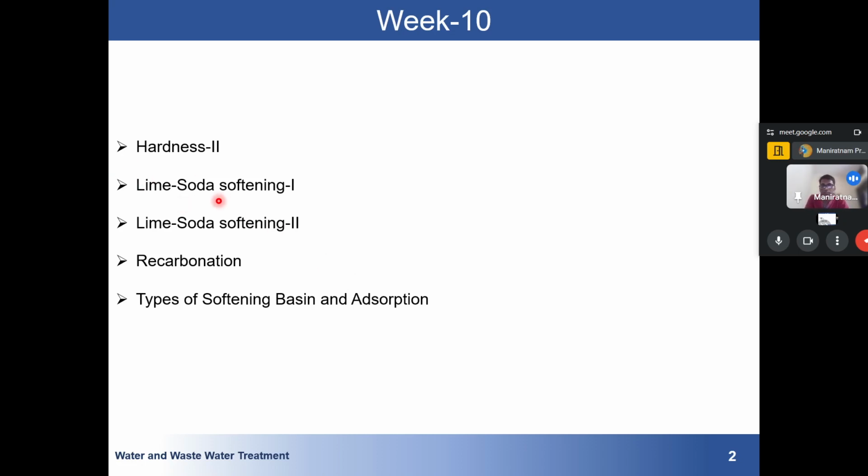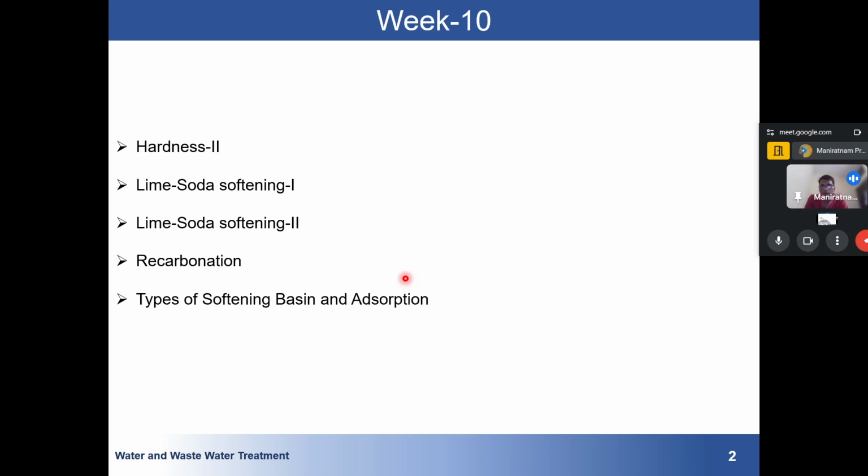One of the processes is lime soda softening, where we use lime. Then there is something called recarbonation, which is done to adjust the pH of the system. There is one question related to it. Then the types of softening basins, and adsorption.